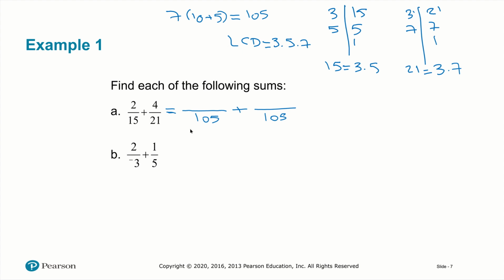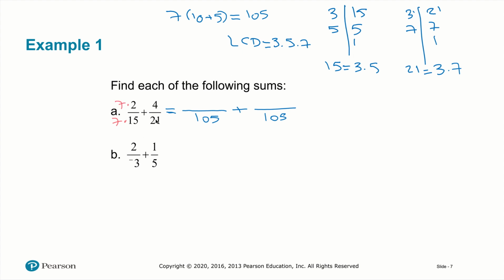Now, we know that in order to do that, 15 has to be multiplied by what to give us 105? Well, you can easily see that right here because we multiplied 3 by 5 times 7 to get 105. So if we have 15 already, we're going to need a 7. So that means we're going to multiply the 15 by 7. So that means we have to do the same to the 2, right?